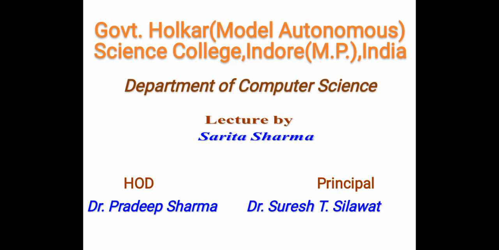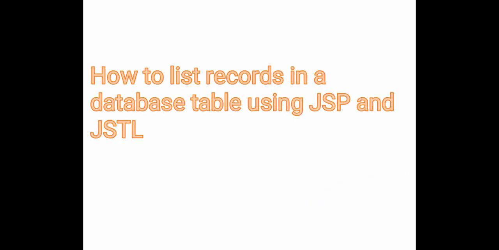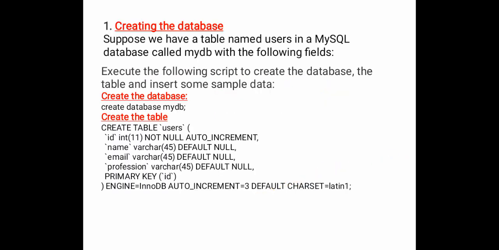Today we are creating JSP for handling the data inside the database. Here, specially, we are learning how to list records in a database table using JSP and JSTL. We have learned what is JSP in the previous lecture, as well as JSTL, JSP Standard Tag Library. In this lecture, we are using those two parts.